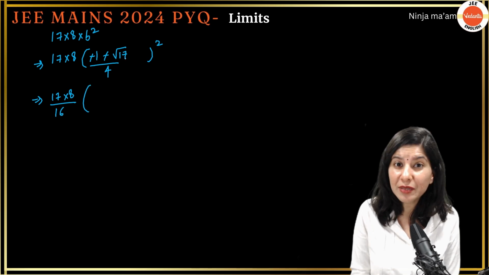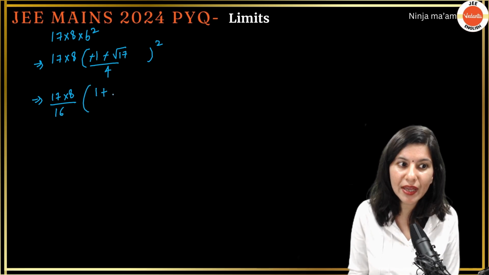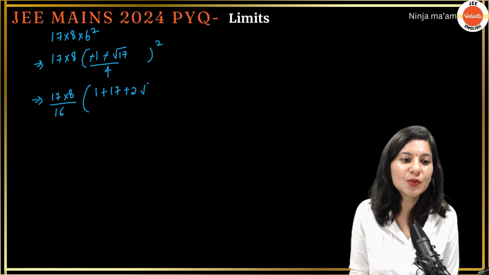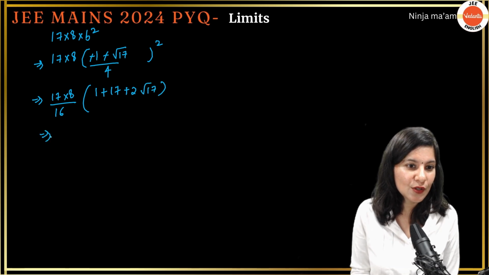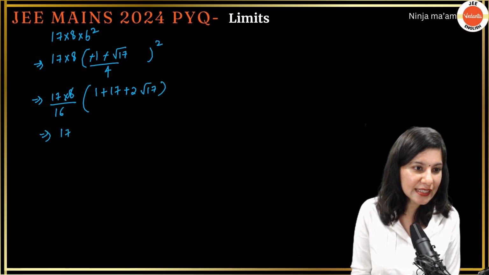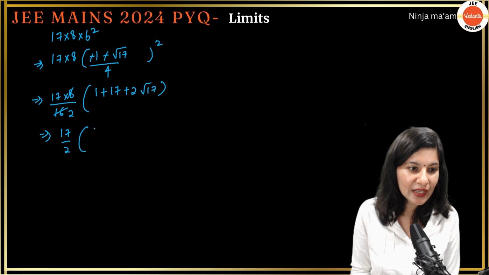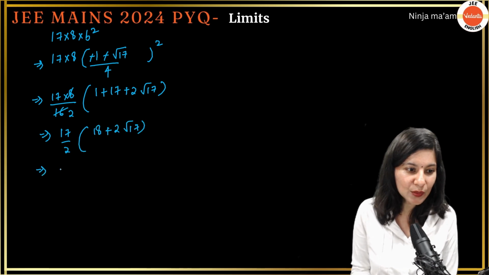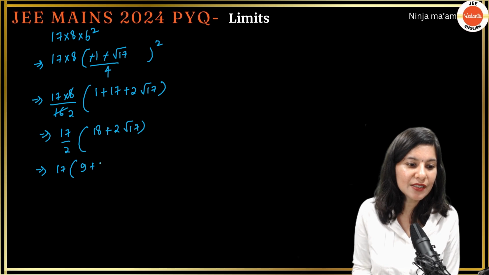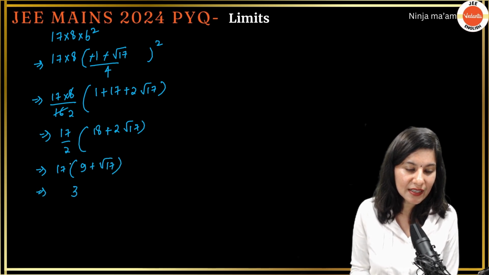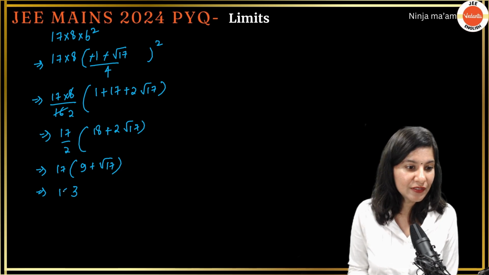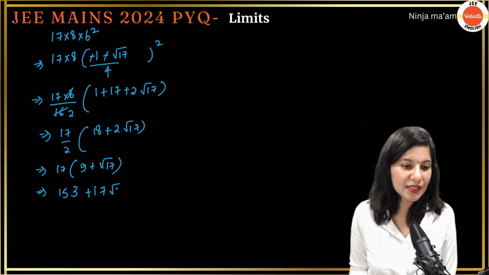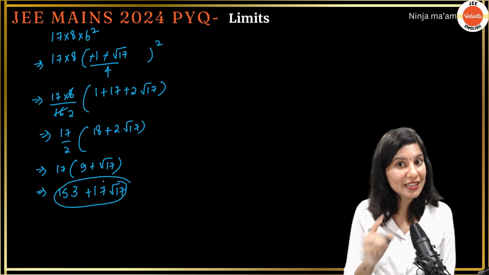And now we are having (1 plus √17) ka square. 1 square, √17 square plus 2√17. That's it. So now you are left with 17. So this is 8 and 2. 17 by 2, 18 plus 2√17. Now if you again divide it by 2, 17 into (9 plus √17). 17 into 9, 7 9s are 63, 9 ones 153 plus 17√17 is the final answer of this expression.